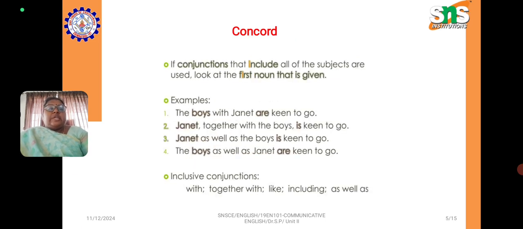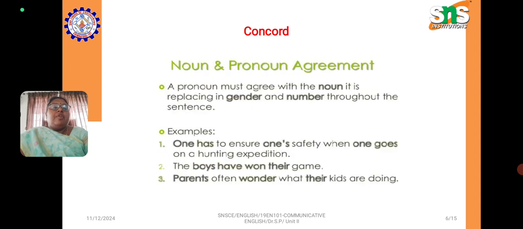If conjunctions that include all of the subjects are used, look at the first noun that is given. See this example. The boys with Janet are keen to go. Here boys are plural, so you have used are. Janet together with the boys is keen to go. Here the subject and the verb position has changed, so based on that the verb is made singular. So when you have conjunctions included, with, together with, like, including, as well as, you have to use the plural form of verb.